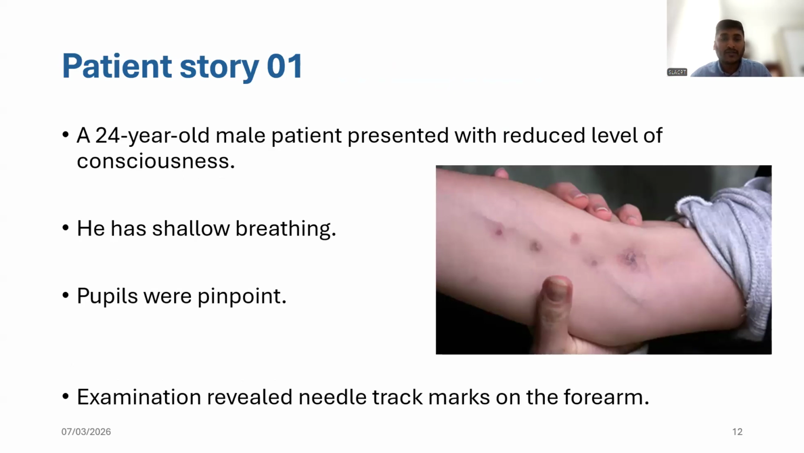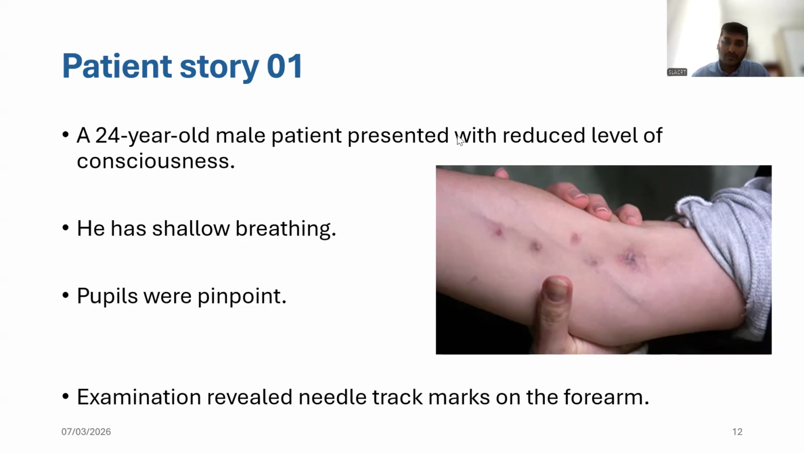So I would like to bring several patients for this discussion. The first patient story is here. A 24-year-old male patient presented with reduced level of consciousness. He has shallow breathing at the time of presentation, and pupils were pinpoint. Examination revealed needle track marks on the forearm. I would like to ask the audience, what could this be? What recreational drug overdose can this be? You can type in the chat box if you want.